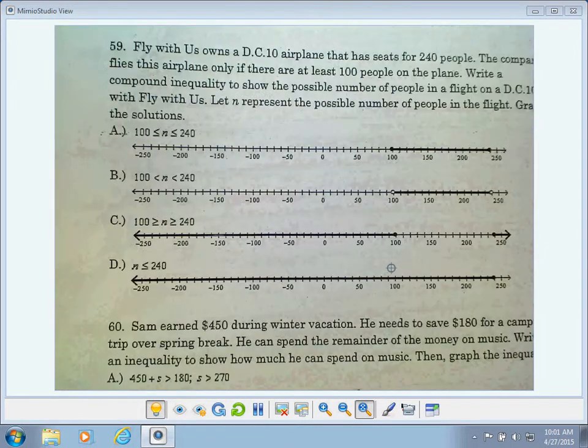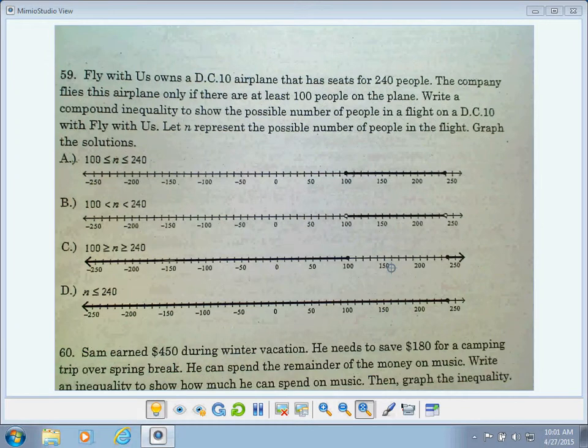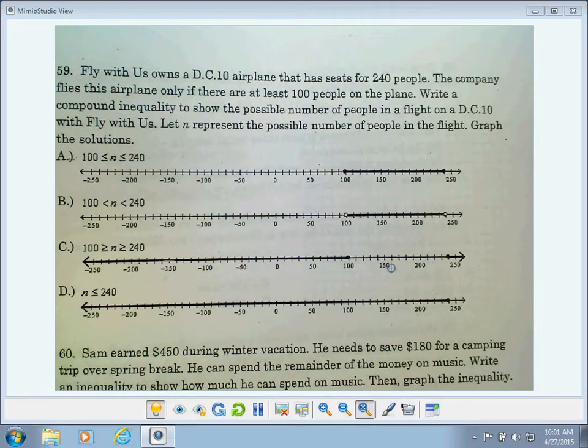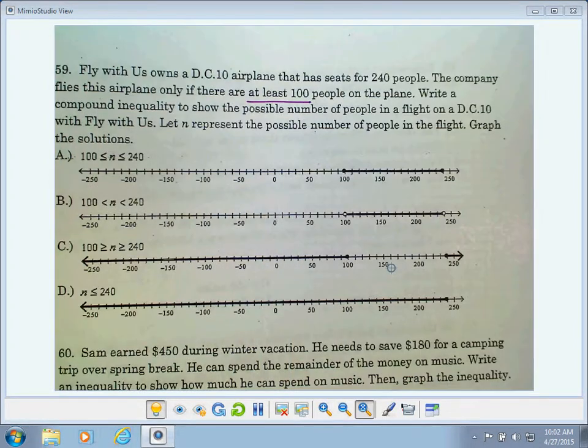Alright, so let's look at number 59 then. It says, Fly With Us owns a DC-10 airplane that seats 240 people. The company flies this airplane only if there are at least 100 people on the plane. See that inequality right there? At least 100. We had a compound inequality. That means two inequalities, somehow or another, to show the possible number of people on a flight on a DC-10 with Fly With Us. Let n represent the possible number of people in the flight.